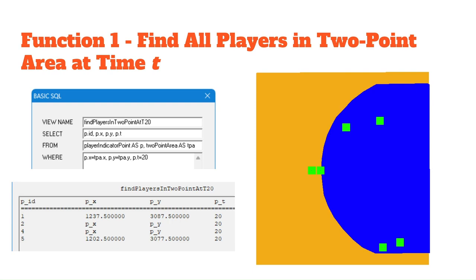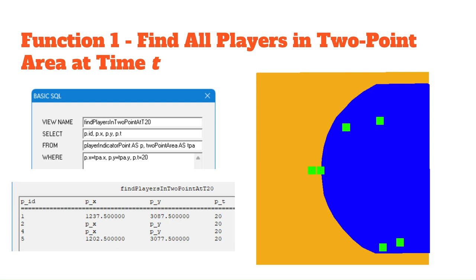In this instance, we devised a basic SQL query, literally basic SQL, and what we selected was the player's ID, as well as their X and Y coordinates, and what time it was, just for verification purposes. So we selected from the player indicator point instead of the player indicator square, and the reason we did that was because with the point, we could tell exactly: is this very specific point, like X 1237.5, Y 3087.5, exactly within the 2-point area?